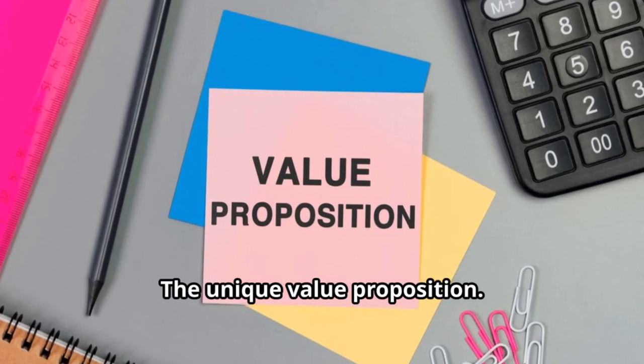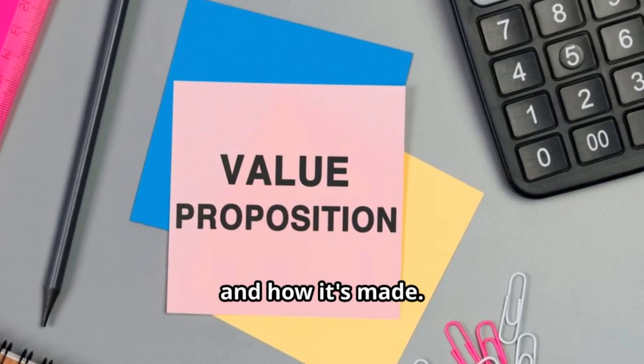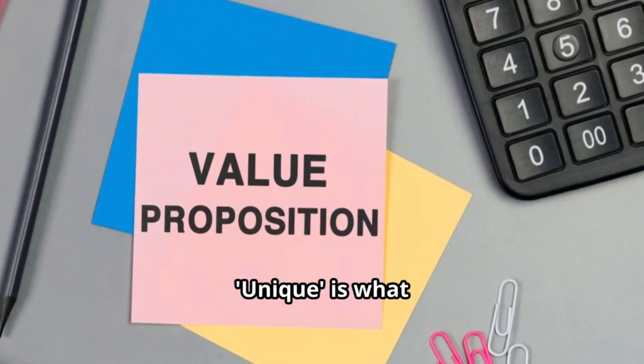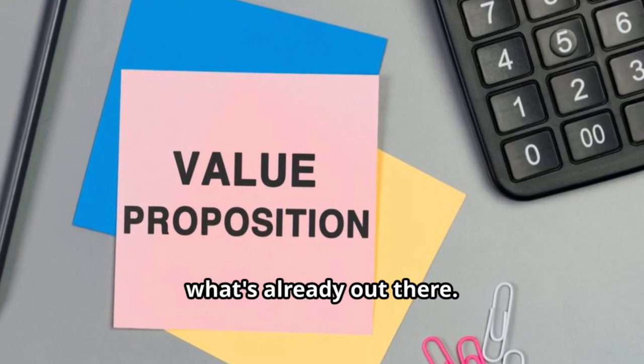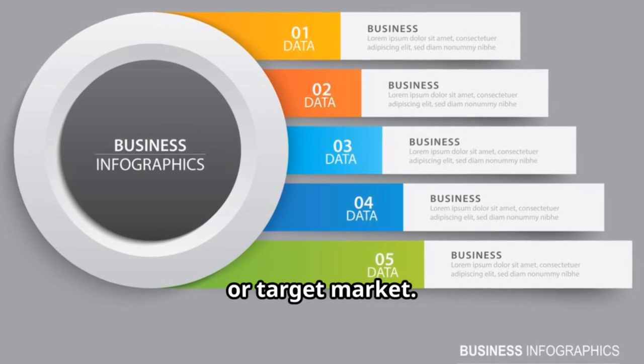The unique value proposition. This shows the solution your project will bring and how it's made. It's the creative and clever part because the word unique is what makes your idea different from what's already out there. 2. The market segment or target market.